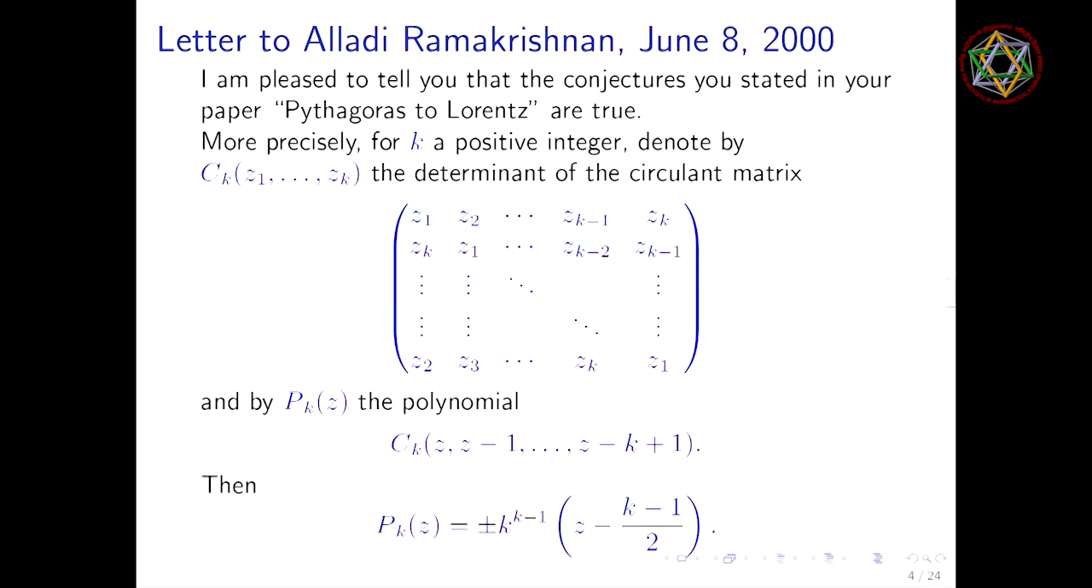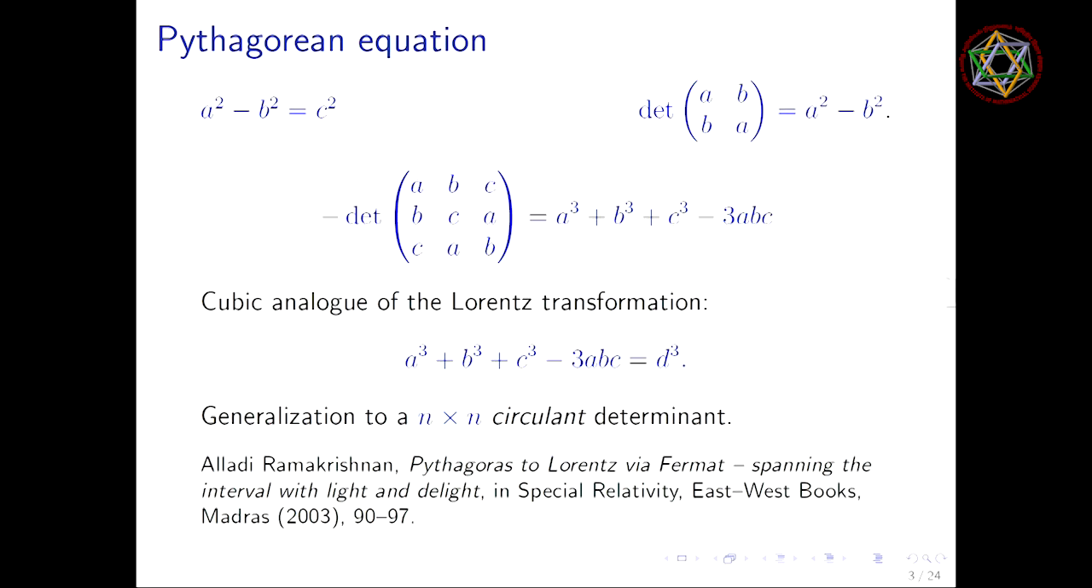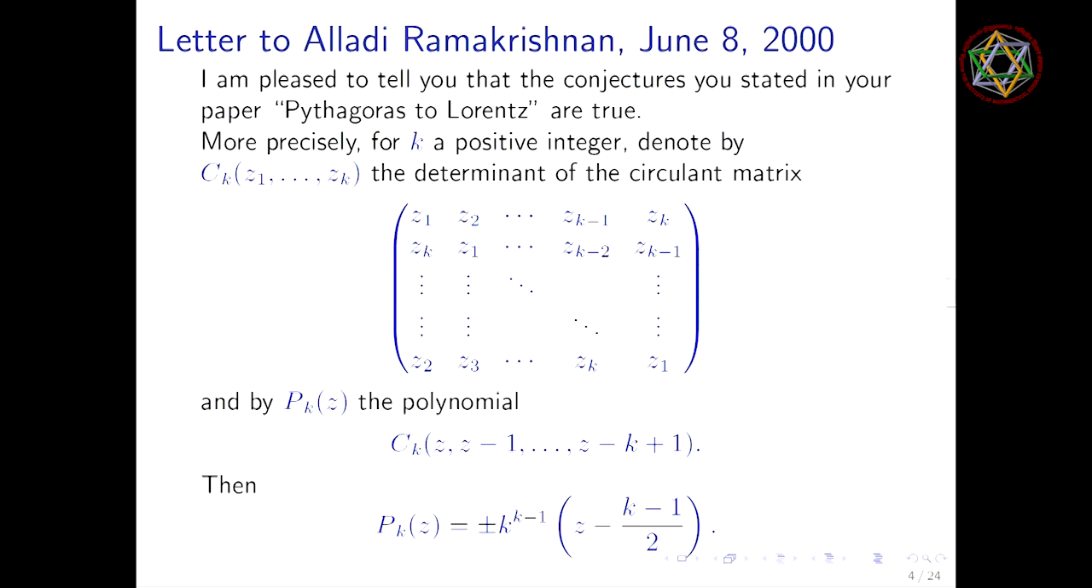So I wrote a letter to him in 2000, and this was published in 2003. His paper was before that, but it was published 3 years after my answer, and with this publication is my answer. So I told him, I am glad to tell you that the conjectures that you stated are true, and the conjectures were about a circulant determinant.